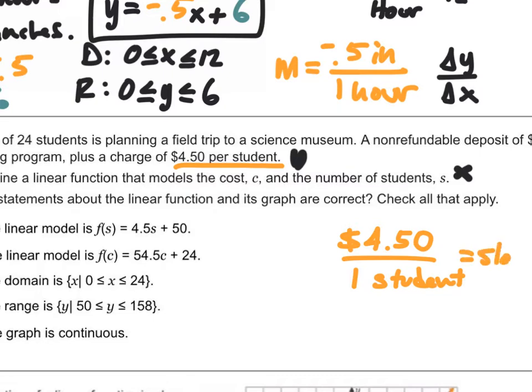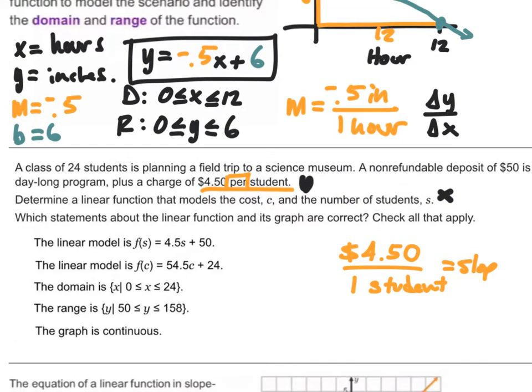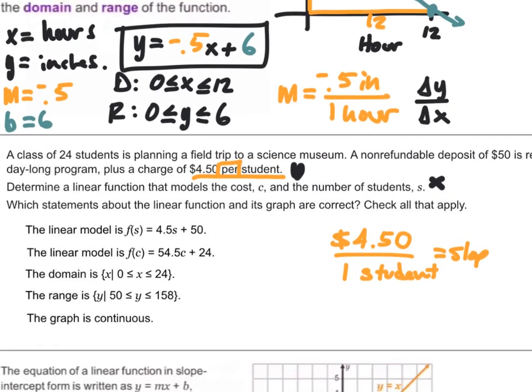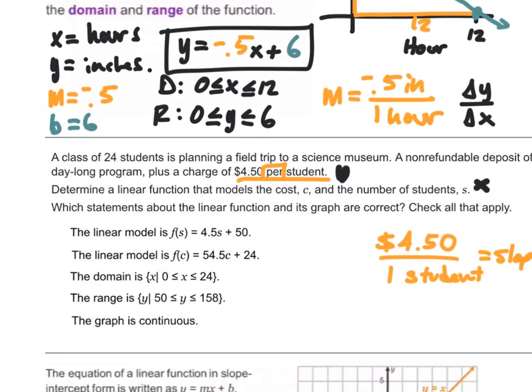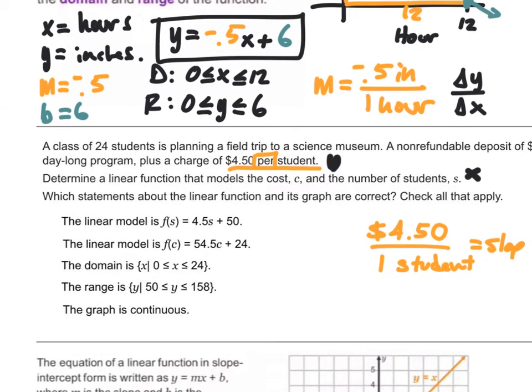This represents your slope. That word "per" here kind of tips you off that that's your slope. And then a non-refundable deposit is $50. So you have a one-time fee of $50 plus $4.50 for every student. And what we know is that this is the linear model.